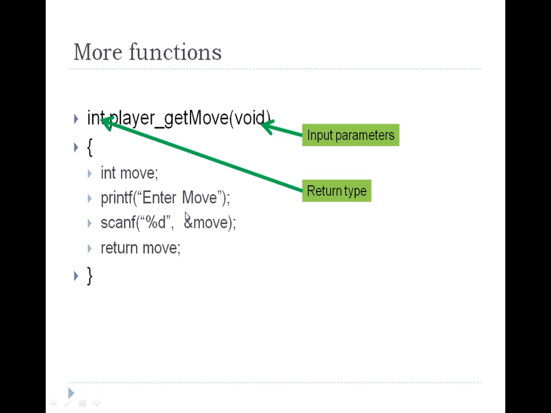Now whatever is stored in move is returned. What does it mean exactly? It will become more clear when we look at the usage. Now this move is called the return value. So integer is the return type, and the return value is move. So whatever the player enters will be returned.